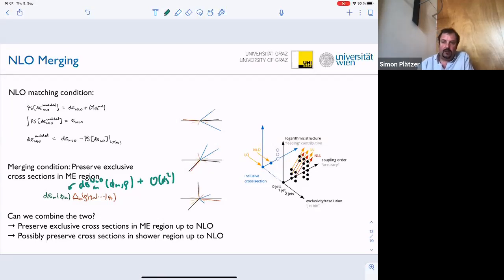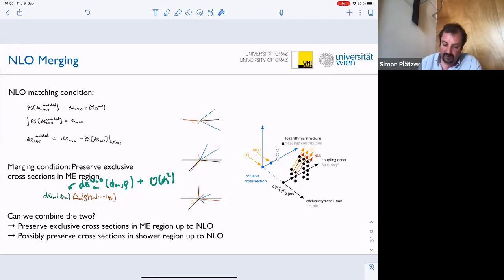There are variants of the merging algorithms which go beyond that and which also try to preserve the entire differential cross-section in the shower region up to NLO, but this is a minor distinction. The main thing is that we want to have this exclusive cross-section being bumped up from leading order to a next to leading order exclusive jet cross-section and achieve to fill in this dot which we had access to before by the next to leading order matching, and then of course also the next to leading order corrections for the first additional jet. And again, we need to ask ourselves about what would happen in the inclusive way.